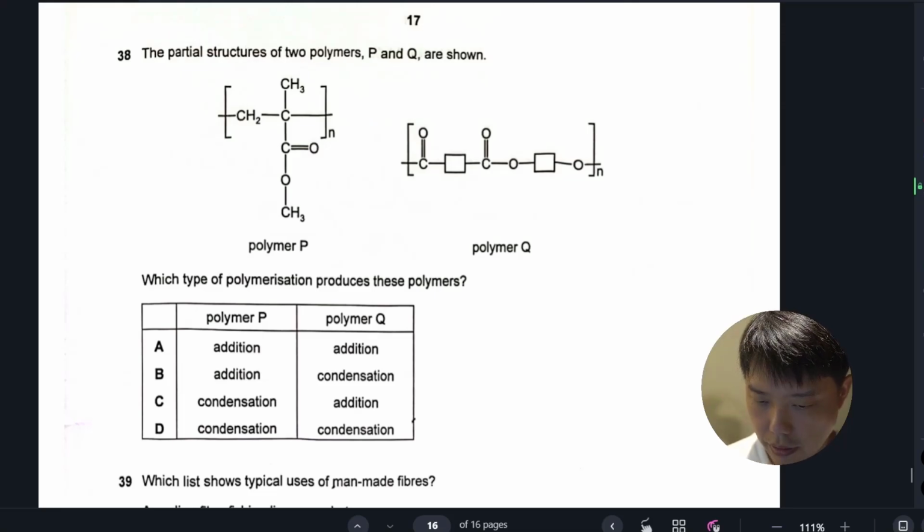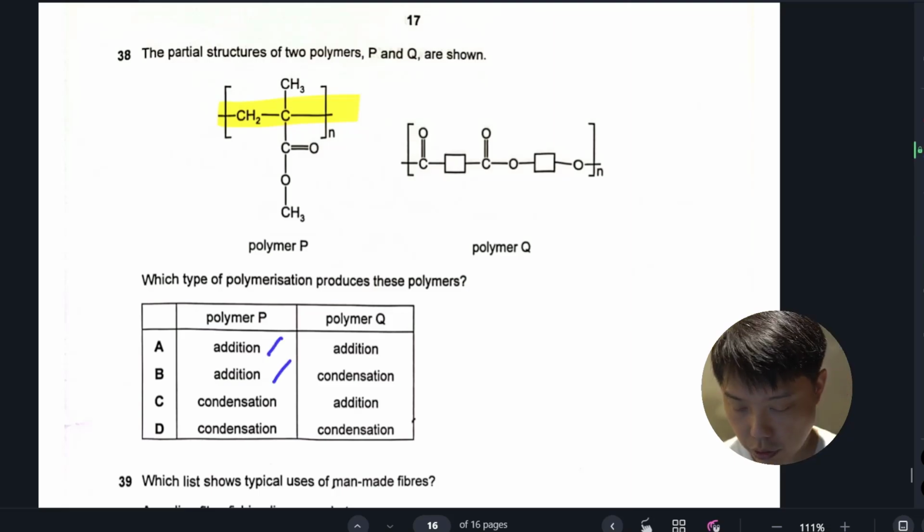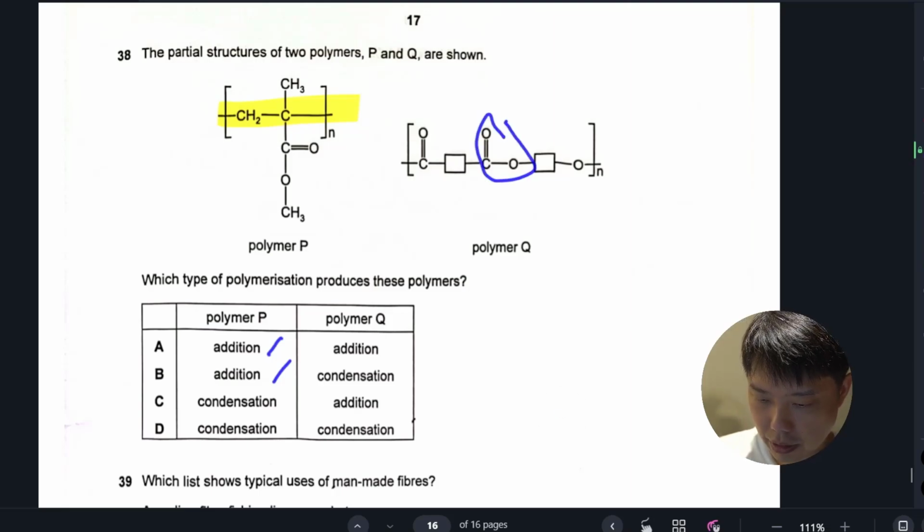Okay, question 38. Partial structures of two polymers P and Q are shown. Which type of polymerization produces these polymers? There are only two that we have learned. One is addition, one is condensation. For addition, you will not see any carboxylic acid group or alcohol functional group present. No ester linkages, no amide linkages. So P is formed through addition. Q, if you see an ester linkage, it is going to be by condensation. So our answer here is B.